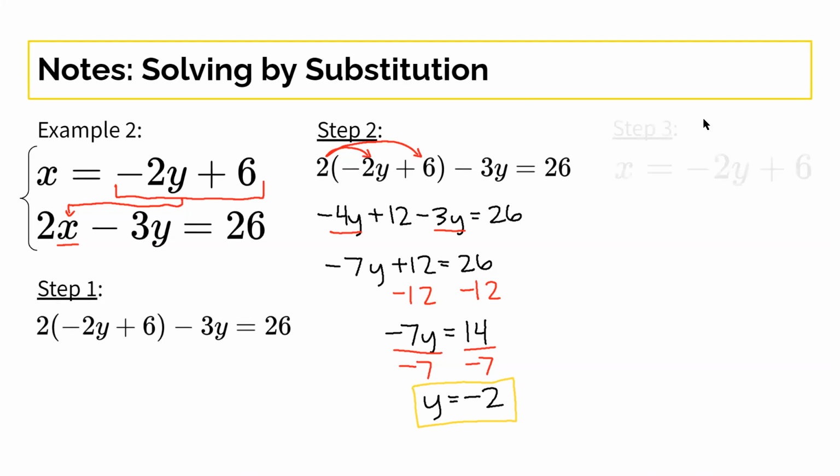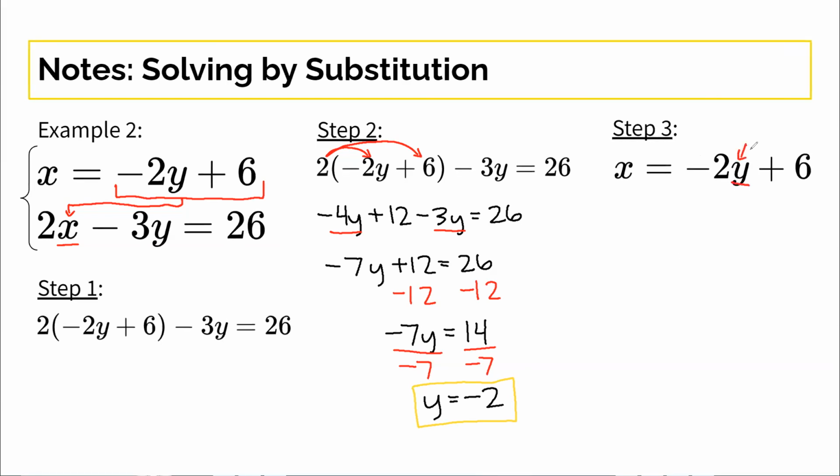Remember that step 3 goes back to that first equation. X equals -2y plus 6. And everywhere we see a y, we're going to replace it with our answer from step 2. So this y is going to become a -2. So x equals -2 times -2 plus 6. We have to do multiplication first. 2 negatives make a positive, and 2 times 2 is 4. So we get 4 plus 6, which is 10.